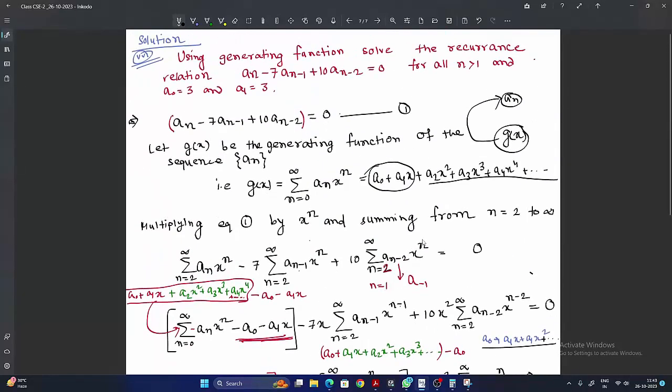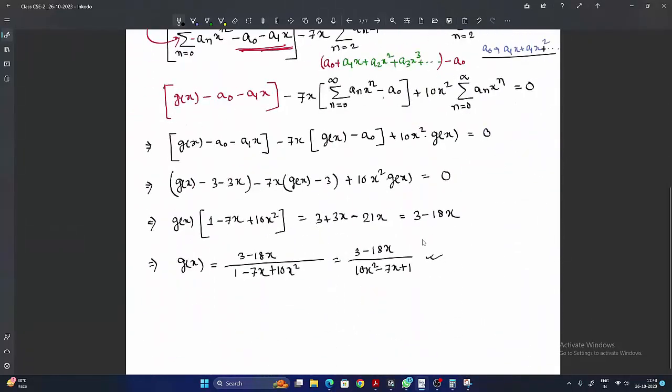Okay, so up to now, is there any doubt? If not, then we go to the second section of this math, building the sequence from the generating function, which we have already discussed, and here we will use that. Well, is there any problem? No, no sir. If not, then go to the second section. In the second section, our function g of x is equal to 3 minus 18x by 10x squared minus 7 of x plus 1.